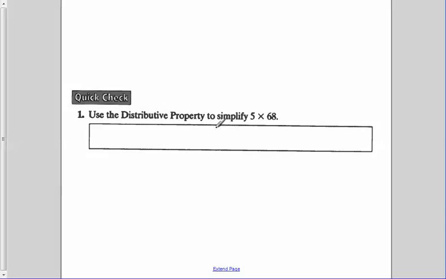Alright, so we should have written this as 5 times 68, but I can rewrite that to say 5 times 60 plus 8, right? Because 60 plus 8 make up our 68. So I distribute my 5 to both the 60 and to the 8. And 5 times 60, well, I have that 0 there, so I can just think of it as 5 times 6 is 30, but then I add that 0, so I have 300. And 5 times 8 is 40. And so now I just add those two together, and I get 340.